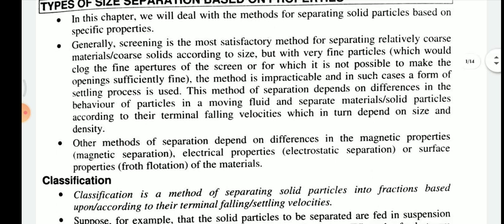Most commonly used for size separation is screening, but more for the coarse material. It is required that small size or powder size material be reduced, so using this method.